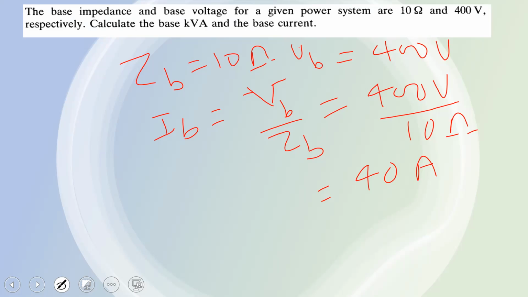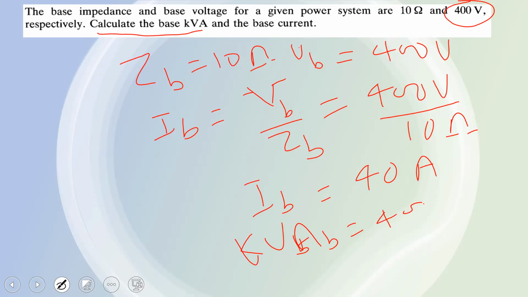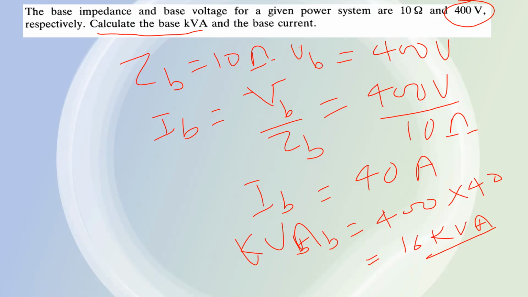And the second question is to calculate base kVA. So base current is known and base voltage is given in the problem. So base kVA will be voltage into current. Here voltage is 400 and current is 40. So when you multiply, you will get 16 kVA. So this will be the base kVA. In this way, you can determine the value of base current and base kVA.